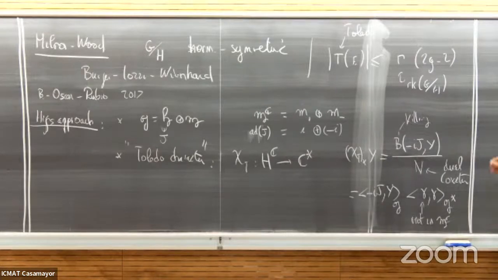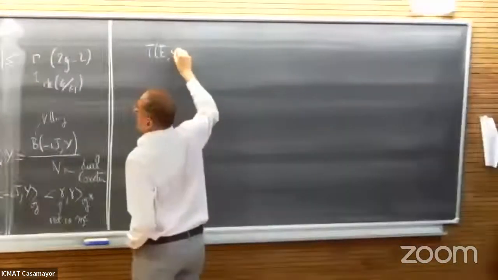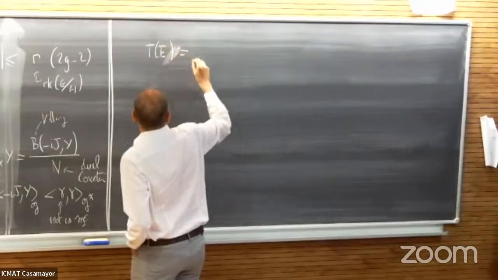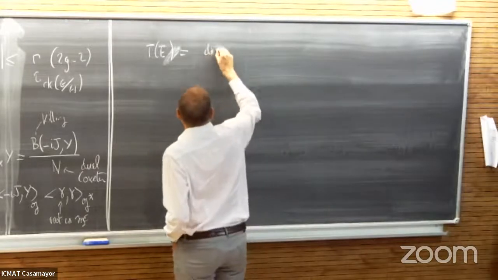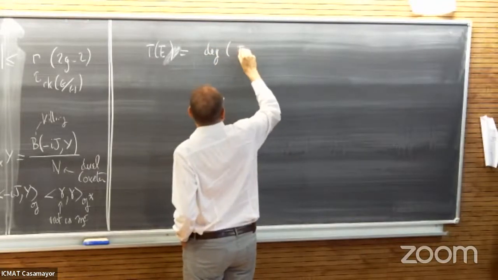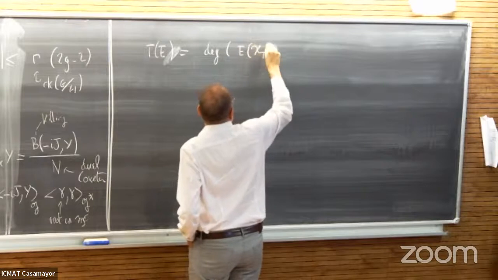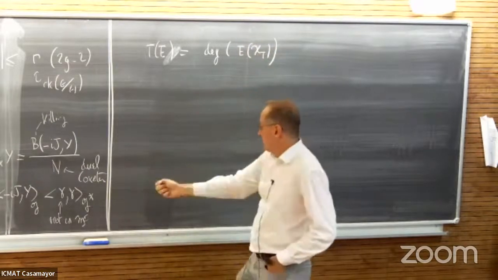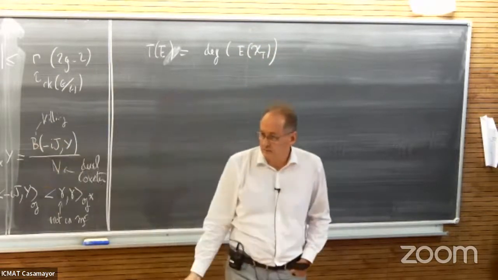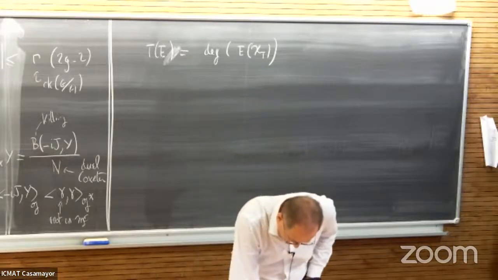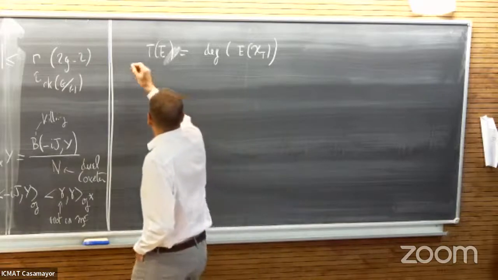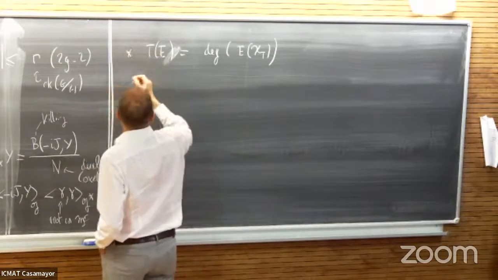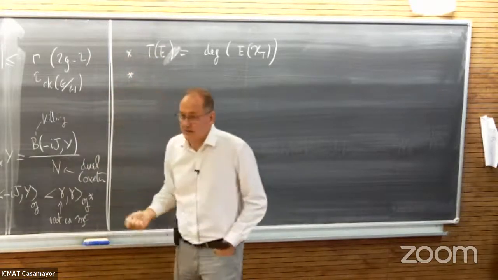And then it's easy to define the Toledo invariant from this point of view: it is just a degree of the line bundle induced by the character. So this is the way to see this Toledo invariant from the X perspective.